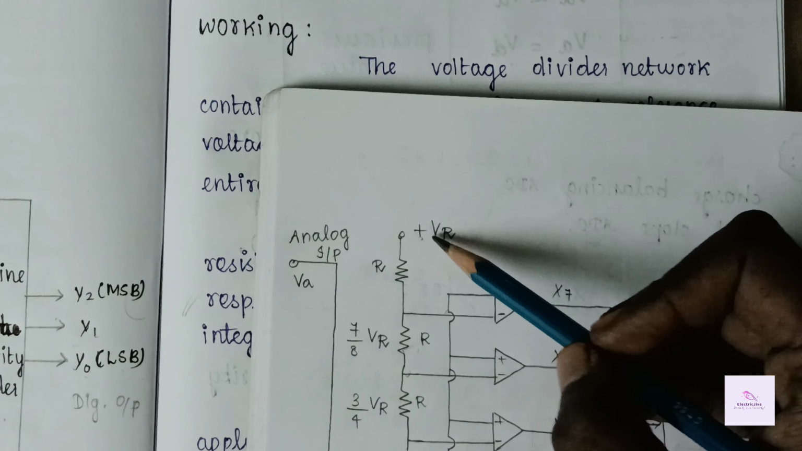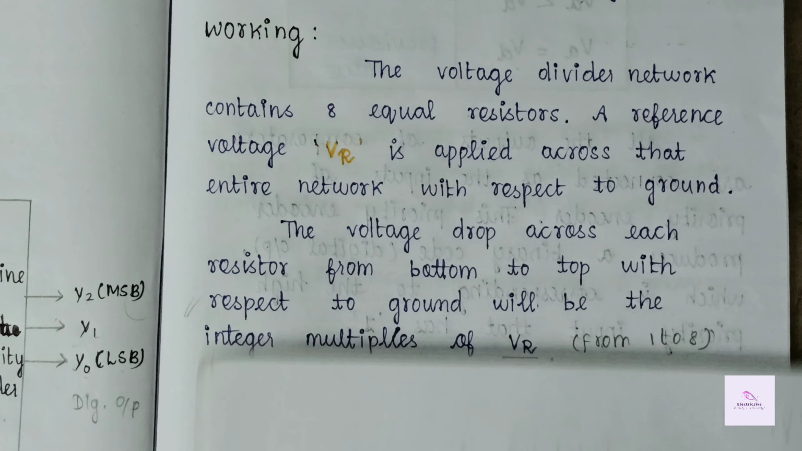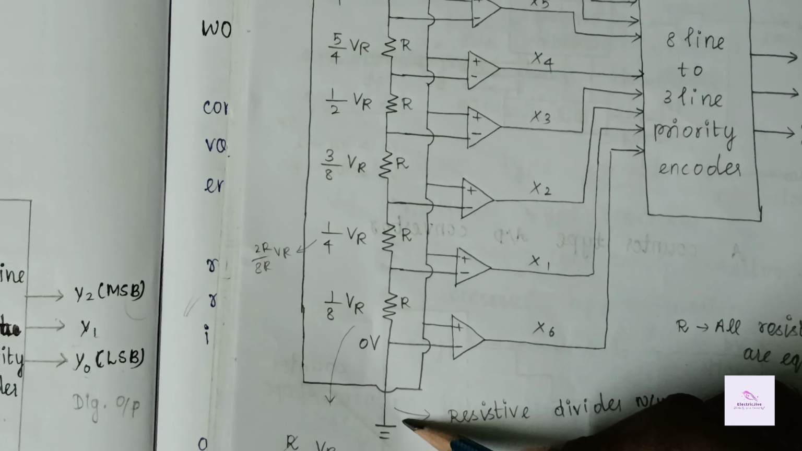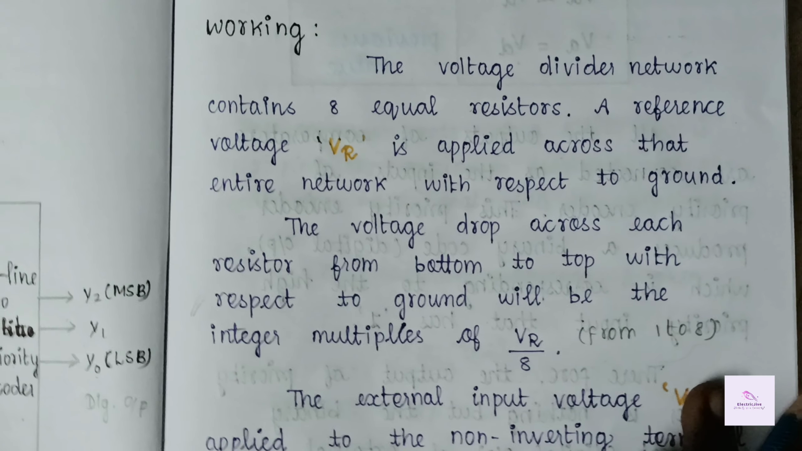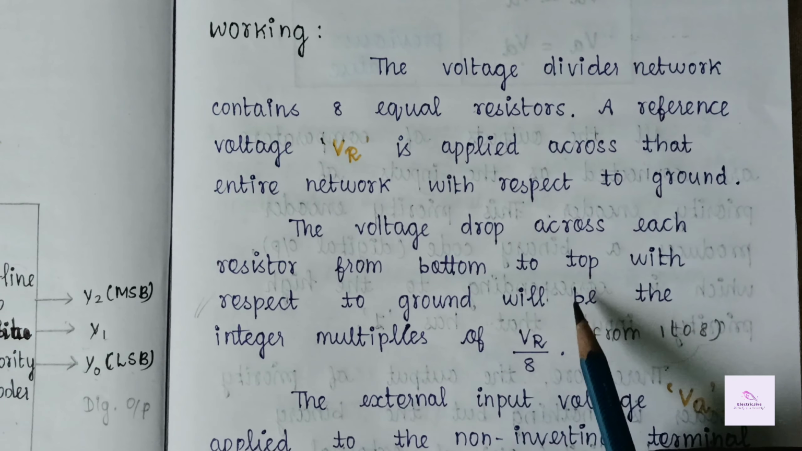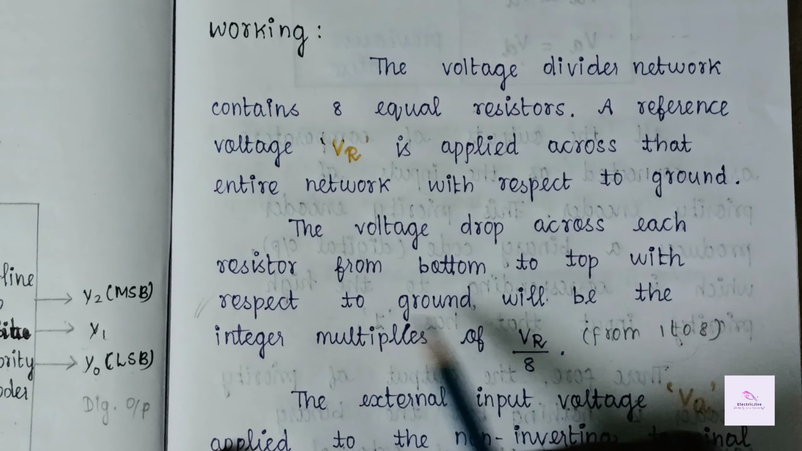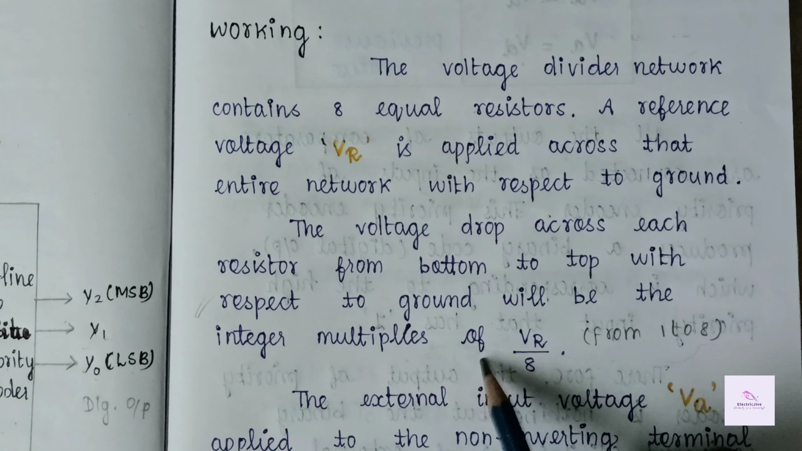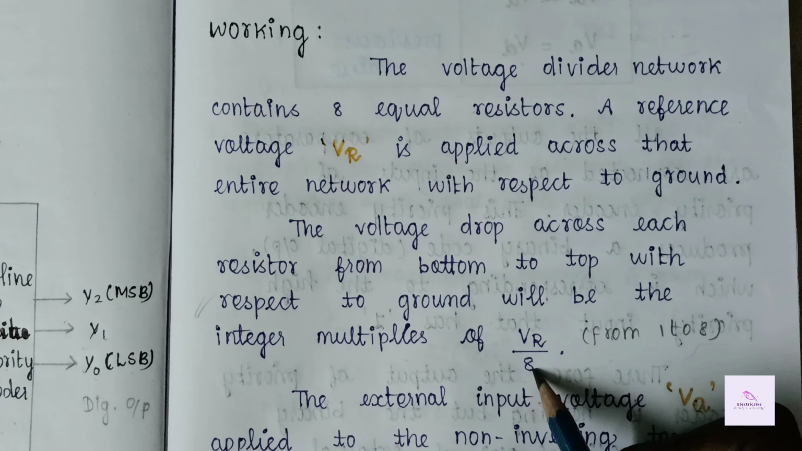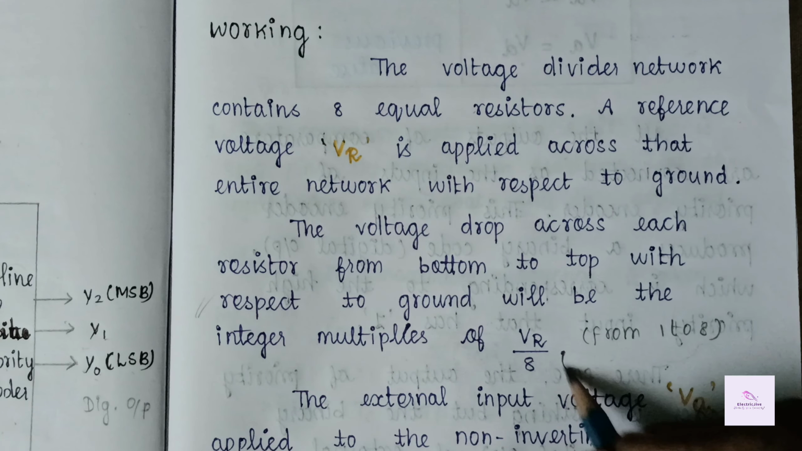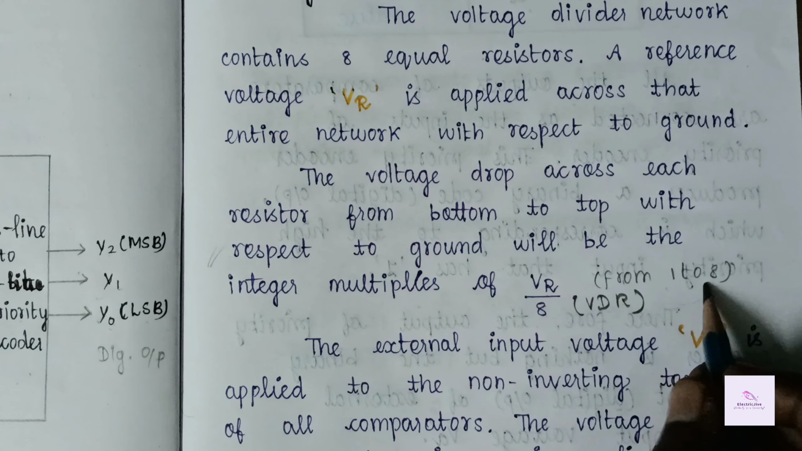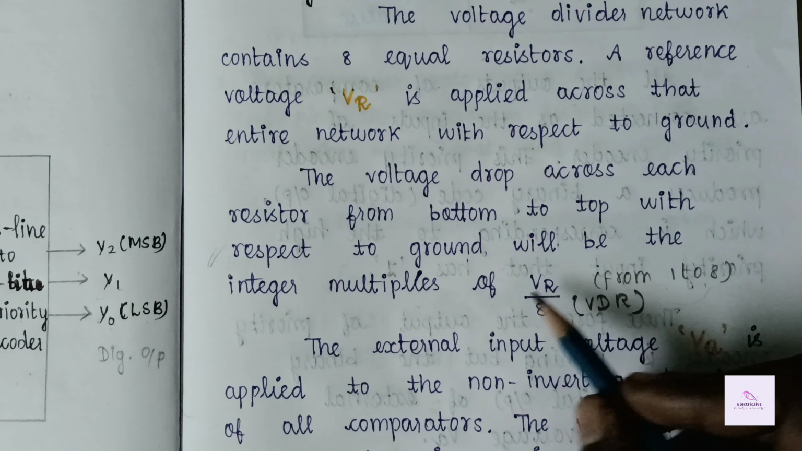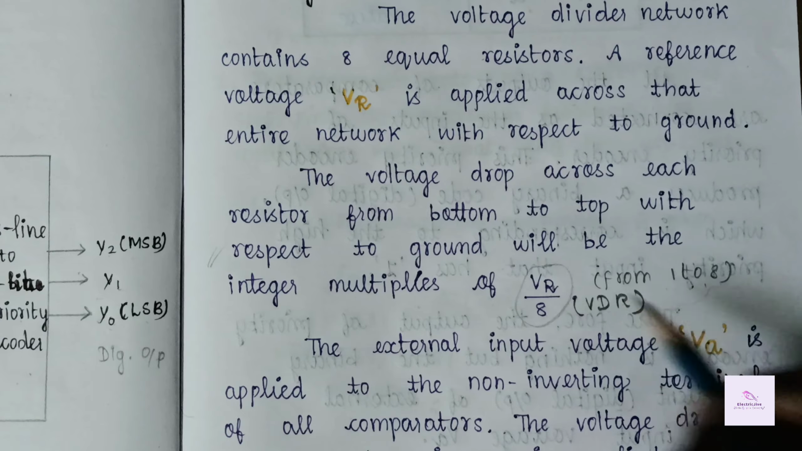This reference voltage VR is applied to the entire network with respect to ground. Here, this network is grounded. Then the voltage drop across each resistor from bottom to top, with respect to ground, will be integer multiples of VR by 8. We are calculating by using VR by 8. It is also called the voltage division rule. We are calculating this value from the 1st to the 8th resistor.